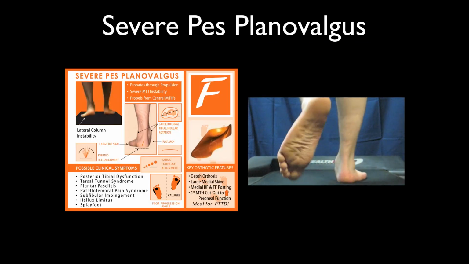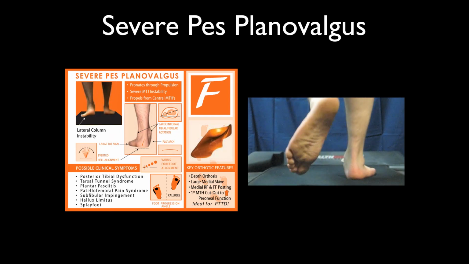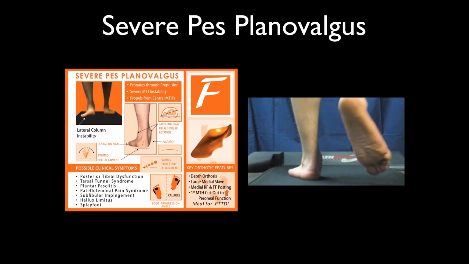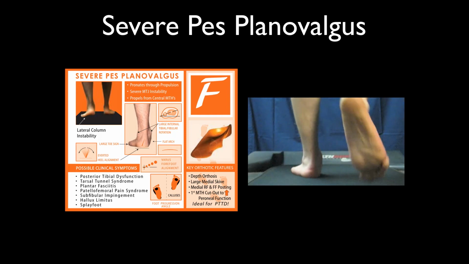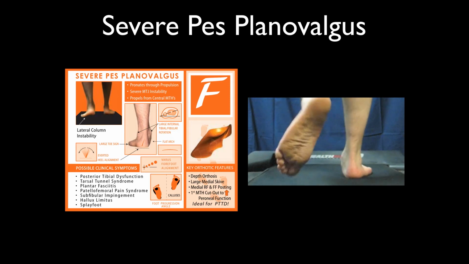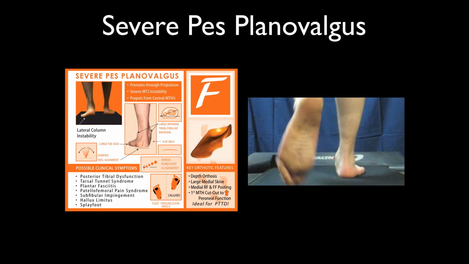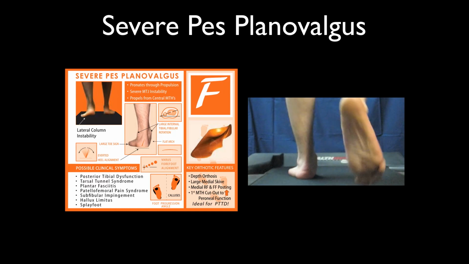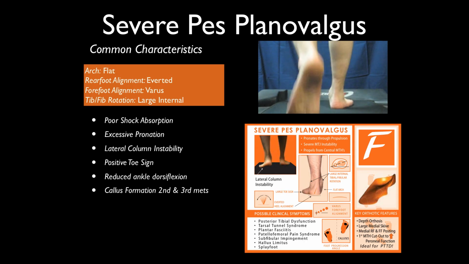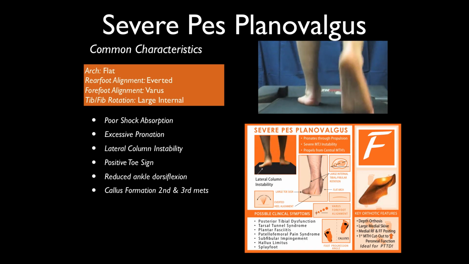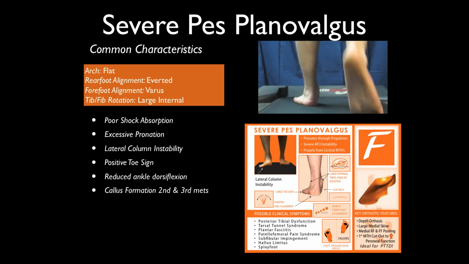The most common flat foot is the severe pes planovalgus. This foot structure is described as a flat arch, everted rear foot with a large tib-fib internal rotation and forefoot varus. Due to the lack of calcaneal eversion and accompanying reactions, this causes poor shock absorption. With a positive toe sign and the compensation that ensues during the propulsive phase of gait, lateral column instability is often seen within this population.